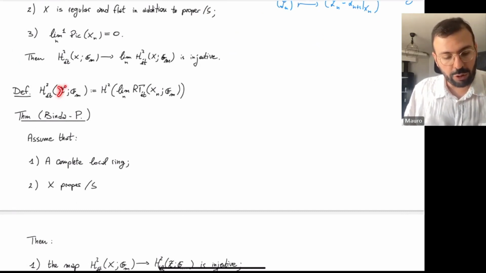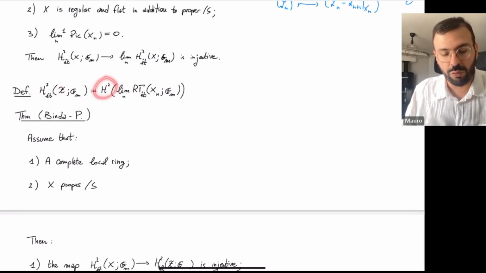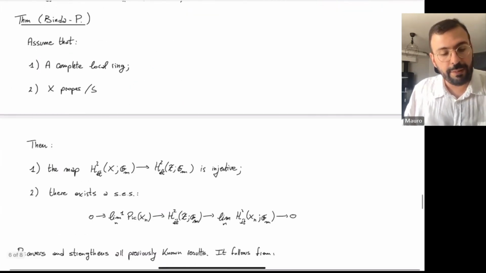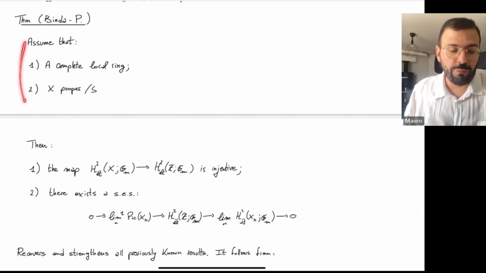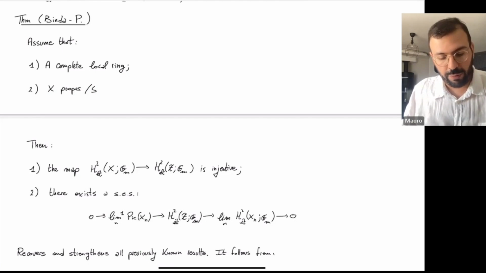So before I was talking about the formal completion of X along its special fiber, we can define its second cohomology group as the H2 of this limit. So these are complexes. I'm taking the limit of complexes, and only after having taken the limit, I take the H2. And then the theorem is greatly simplified. So first, we don't need a DVR, just a complete local ring, and we don't need any regularity, and we don't need any flatness, just a proper scheme over S. And then we can prove the following.